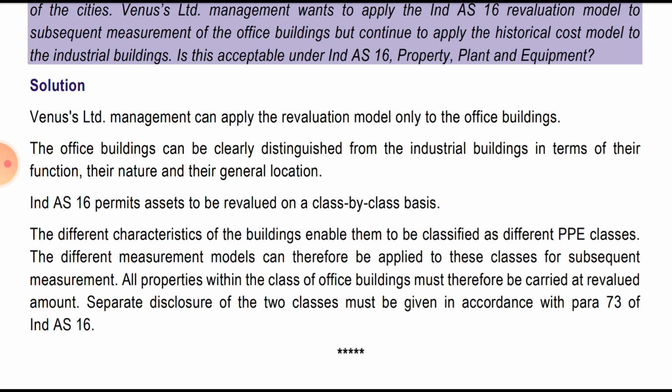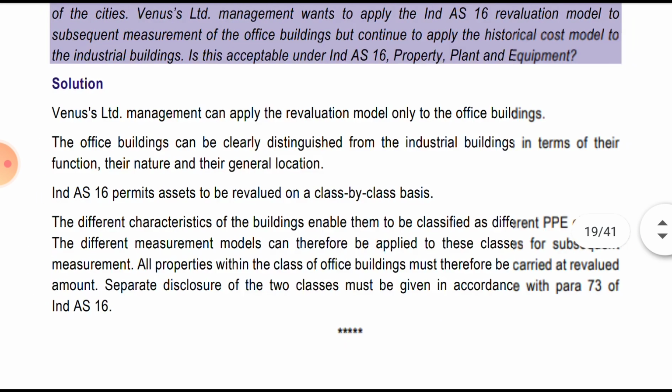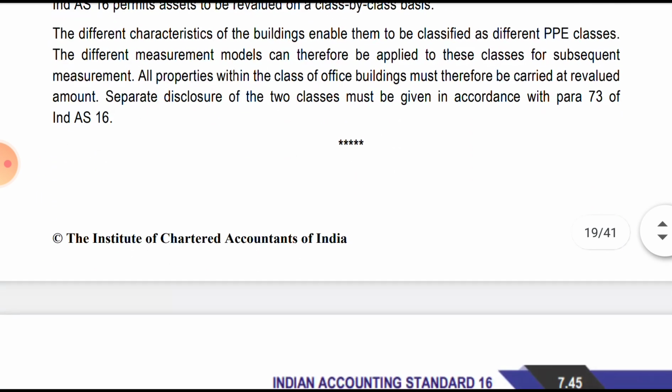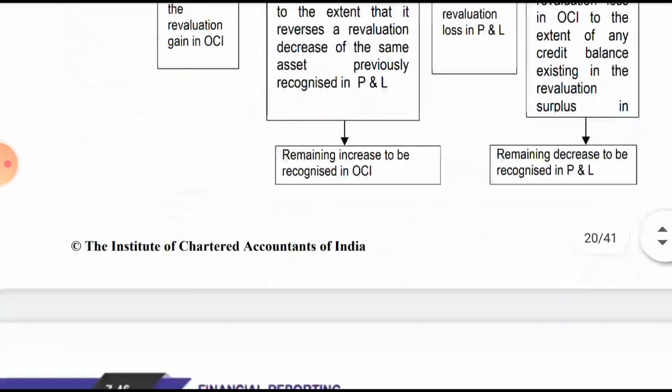Ind AS 16 says it can be done on a class basis, and different measurement can be applied to different PPE, and hence all the property within the same class of building must be carried at revalued amount. The office building must be carried at revalued amount, and separate disclosure of these two classes must be given in accordance with para 73. I just repeated this twice or thrice so that it stays marked up.